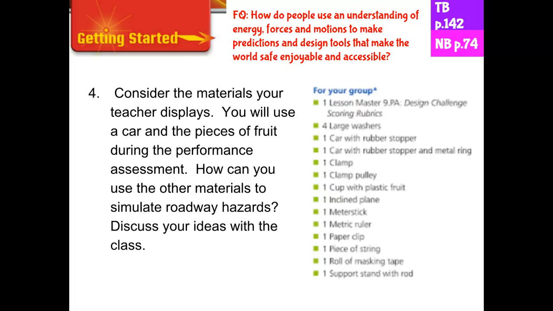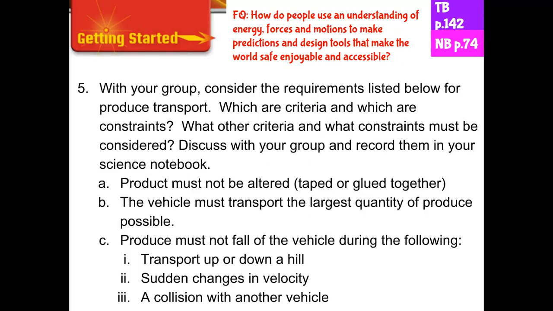And then number 4, you're going to look at the list of materials, and you're going to be thinking about how you could use those materials to simulate a hazardous road situation, and you're going to discuss your ideas with your group. And then finally, number 5 has some questions to answer. Within your group, you're going to consider the requirements listed for your fruit truck, and you have some restraints. You're going to be answering these questions and then recording them in your science notebook on page 74.